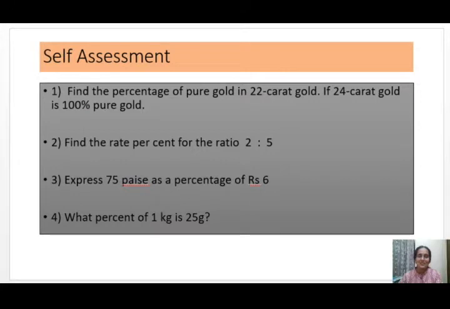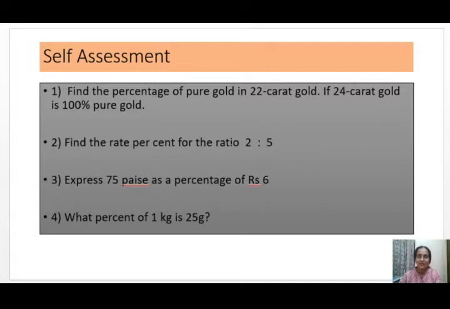Let us move to the self-assessment questions. There are 4 easy questions and different types of questions. Please read the question carefully and solve the questions. Find the percentage of pure gold in 22 karat gold. If 24 karat gold is 100% pure gold, you have to get the fraction 22 out of 24 first, then multiply by 100, you will get your answer.